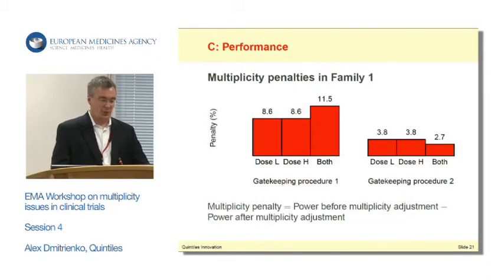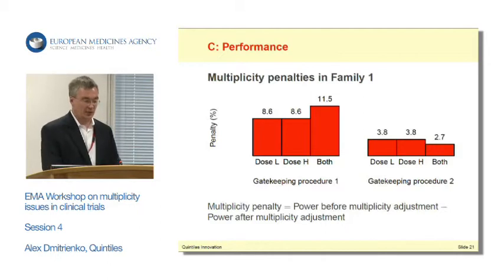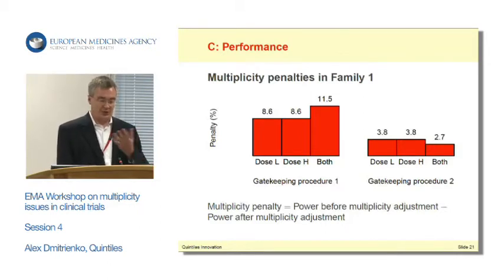When we summarize the performance of multiple testing procedures, I found it's very helpful to think in terms of multiplicity penalties, because if you think about this, any multiplicity adjustment is a penalty. So let's see how much penalty is actually introduced when we apply the first and the second gatekeeping procedure. We can see here that with the Bonferroni-based procedure, the multiplicity penalty, which is the difference between the original power and power after the multiplicity adjustment, expressed in terms of percentage points, we're losing almost 9% of statistical power at each dose level.